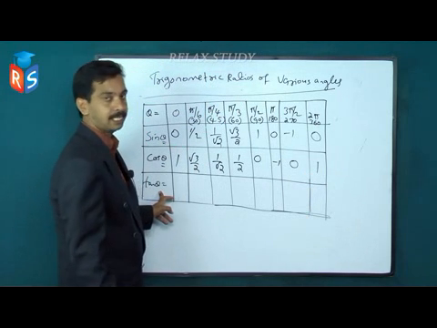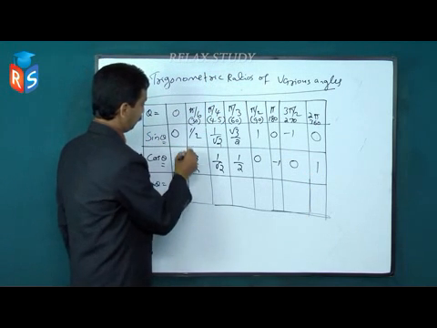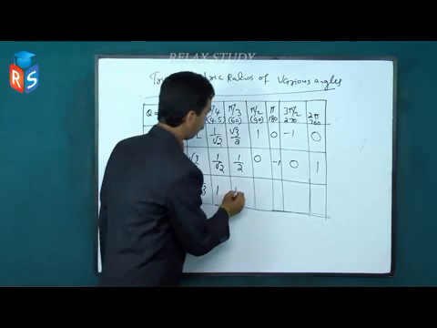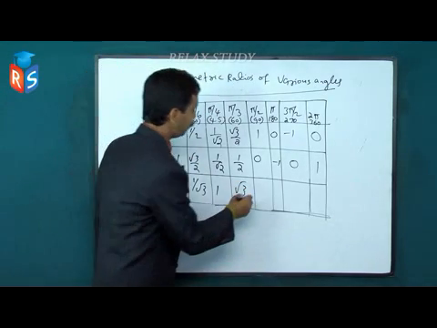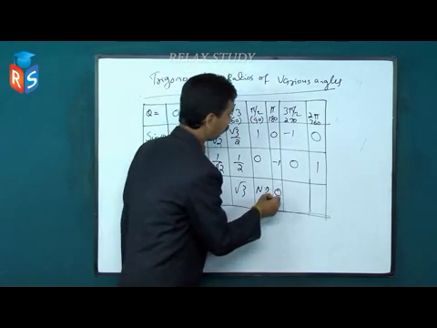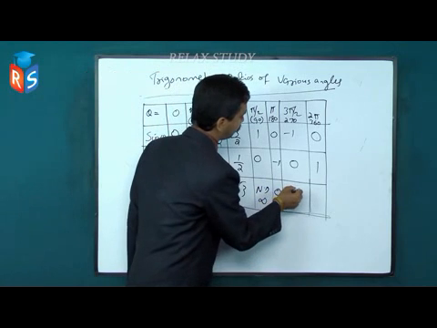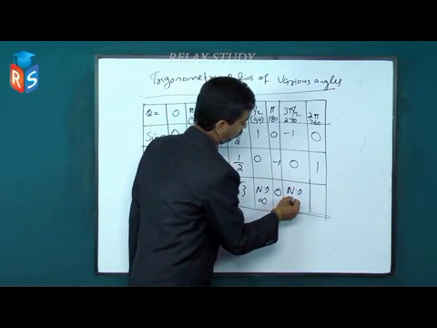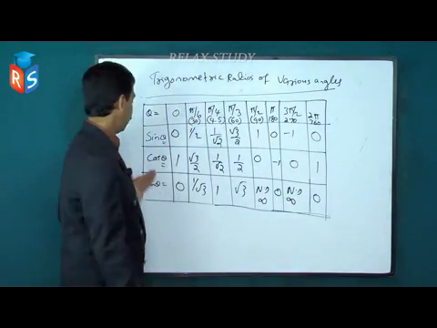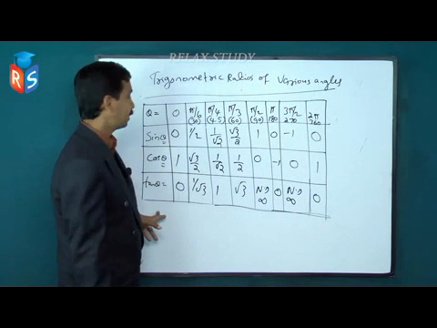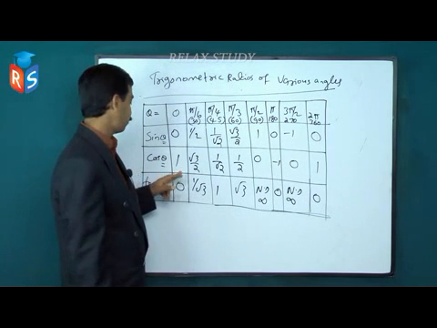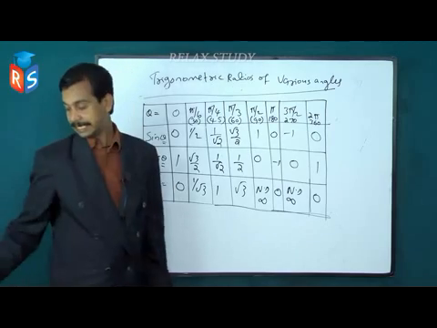Then about tan theta: tan 0 is 0, tan 30 is 1 by root 3, tan 45 is 1, tan 60 is root 3, tan 90 is not defined or infinity, tan 180 is 0, tan 270 also not defined or infinity, tan 360 is 0. In the other ratios, cosec theta, as I told you, is the reciprocal of sin theta, sec theta the reciprocal of cos theta, and finally cot theta the reciprocal of tan theta.